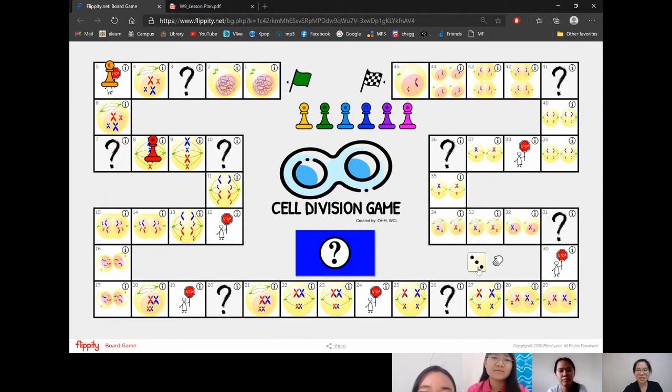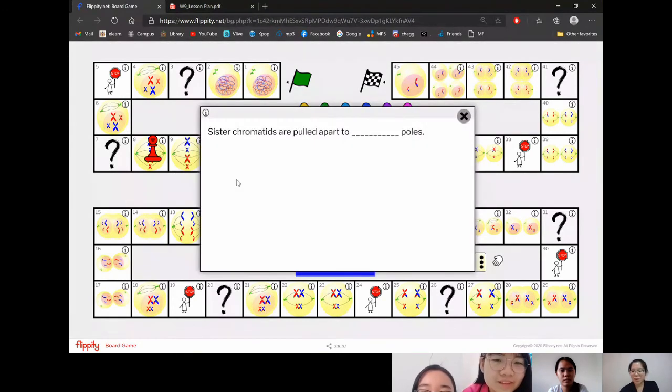Okay, Si Hui turn. 6. Can you read out the question? Sister chromatids are pulled apart to opposite poles. Yes, correct.